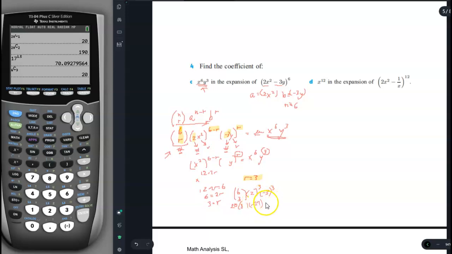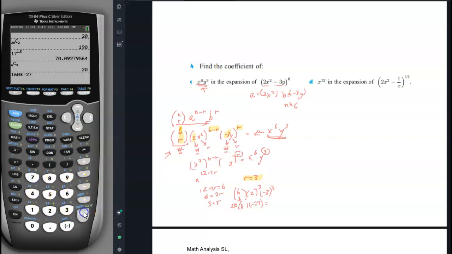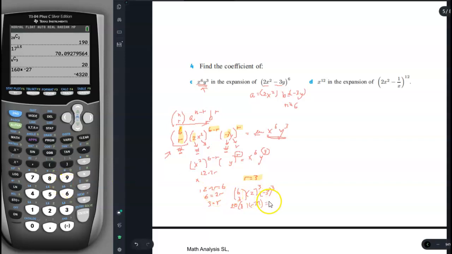Now we can use the calculator again to multiply these out. 20 times 8 is 160, times -27, is -4320. -4320 is my coefficient, okay? If I want to write out the whole term, it would be -4320, and then I would put the x to the 6th y cubed, right?